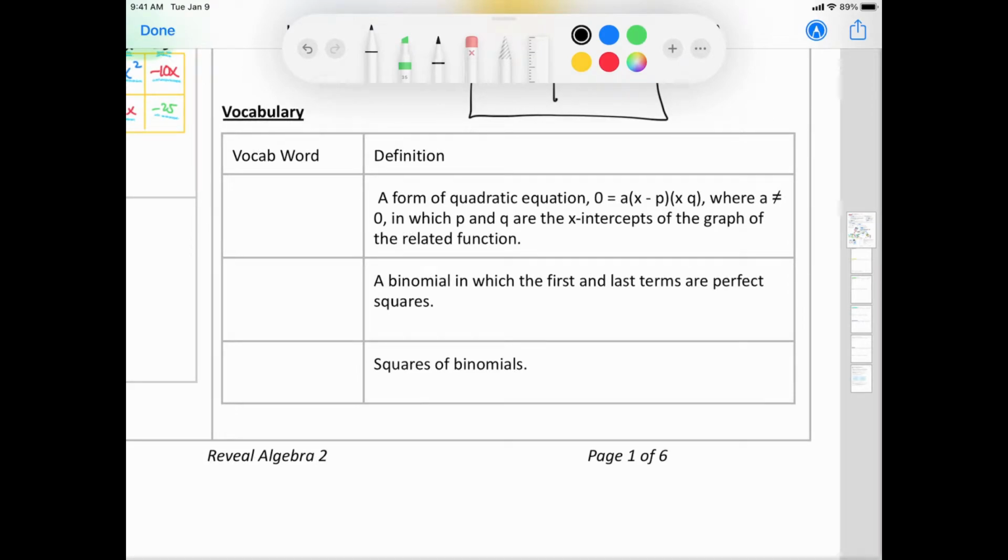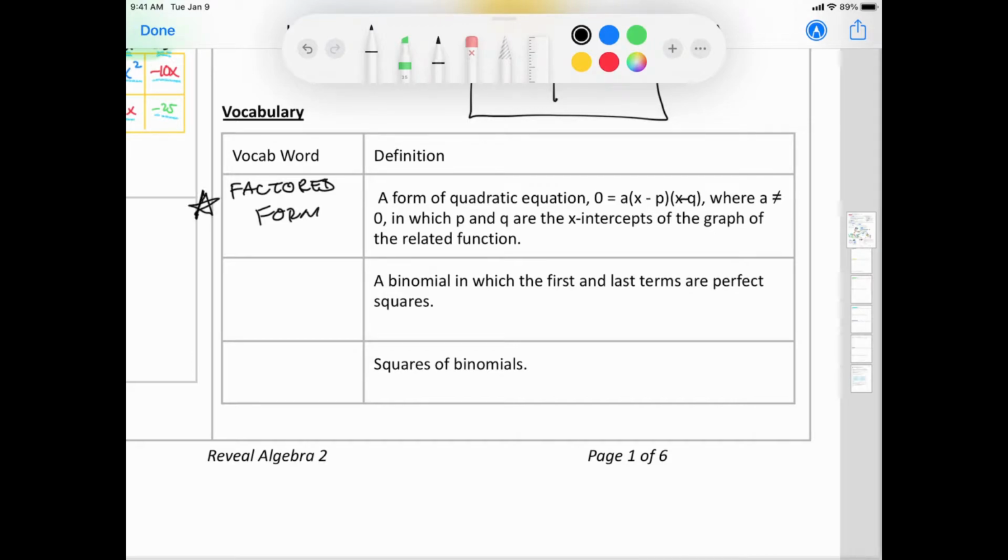All right, let's talk about our vocabulary words here. In our vocab, a form of quadratic equation, 0 equals a times x minus p times x minus q, where a is not equal to 0, in which p and q are x-intercepts of the graph of the related function. This is called factored form. Factored form. And I'm going to put a big star by this.